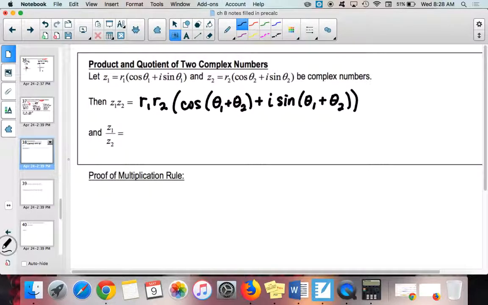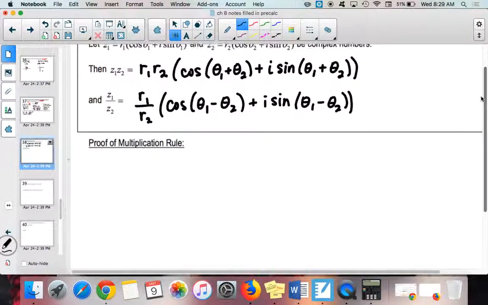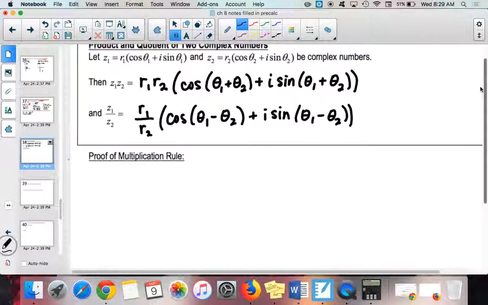So what do you think division is going to be? Yeah, we're going to do r1 over r2, and then we're going to subtract those two angles. Perfect. Are you ready for this proof? You just get scared every time I say proof. You know that proofs bring me joy, so we're going to do this. It's not going to be that bad.